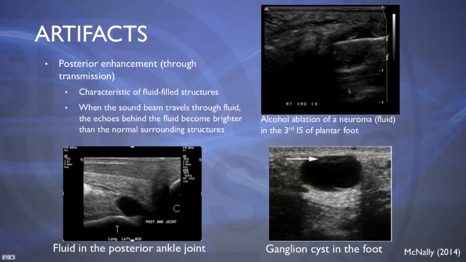The upper right-hand image here is showing alcohol ablation of a neuroma or fluid in the third interspace of the plantar foot. By injecting this alcohol or fluid, we're going to be getting a little bit of posterior enhancement behind it. This is showing a ganglion cyst in the foot. So the cyst, again, is going to be anechoic with that posterior enhancement behind it.